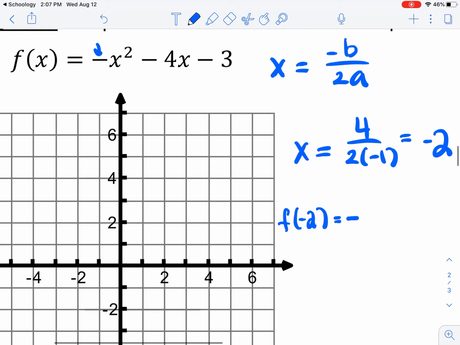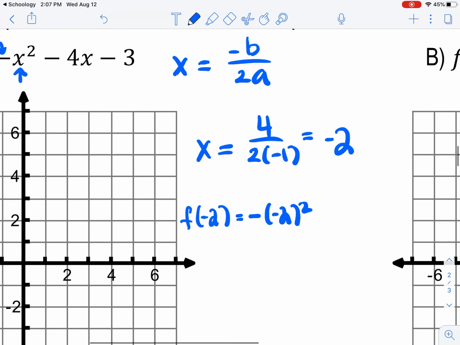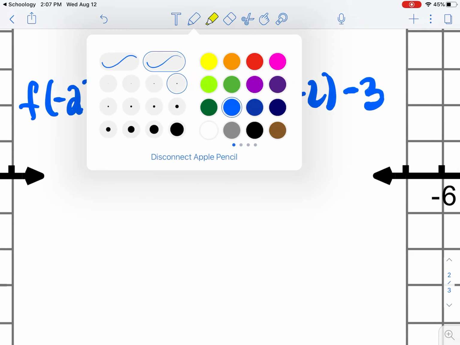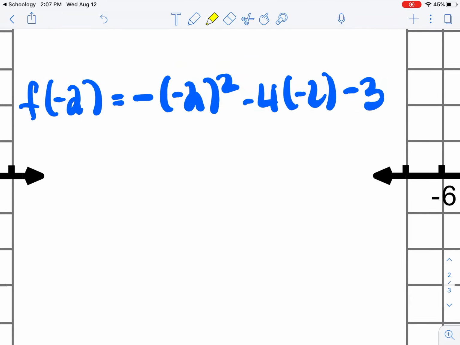So that's negative. That's this negative right here. And now I'm going to plug in -2 here. So -2 squared minus 4 times negative 2 minus 3. Okay? All right, now I'm going to clean this up. Make sure you're using order of operations and not using a calculator. Order of operations says do inside the parentheses first. There's nothing to do inside.